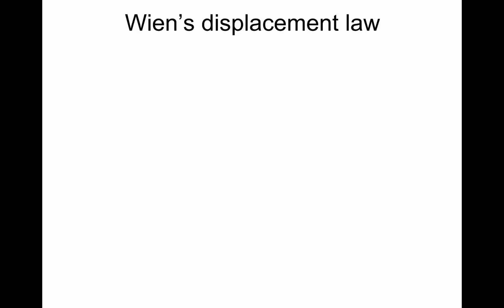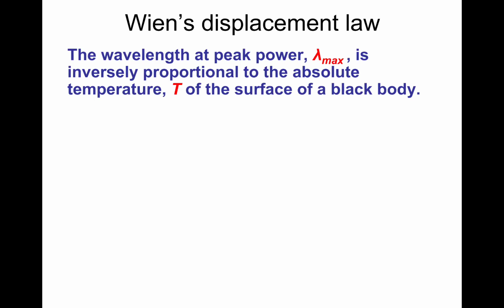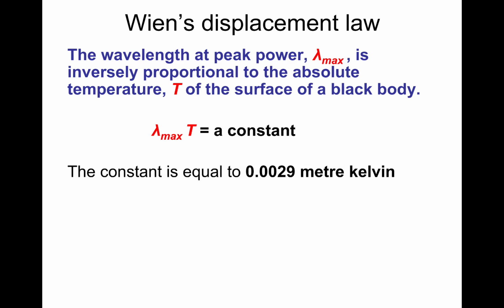And what some genius called Wien did is make a displacement law. The wavelength at peak power, lambda max, is inversely proportional to the absolute temperature T of the surface of a black body, and you come up with this equation. Lambda max T, so peak wavelength times the temperature, is equal to a constant. And the constant is 0.0029 meter Kelvin. So it's on your data sheet.